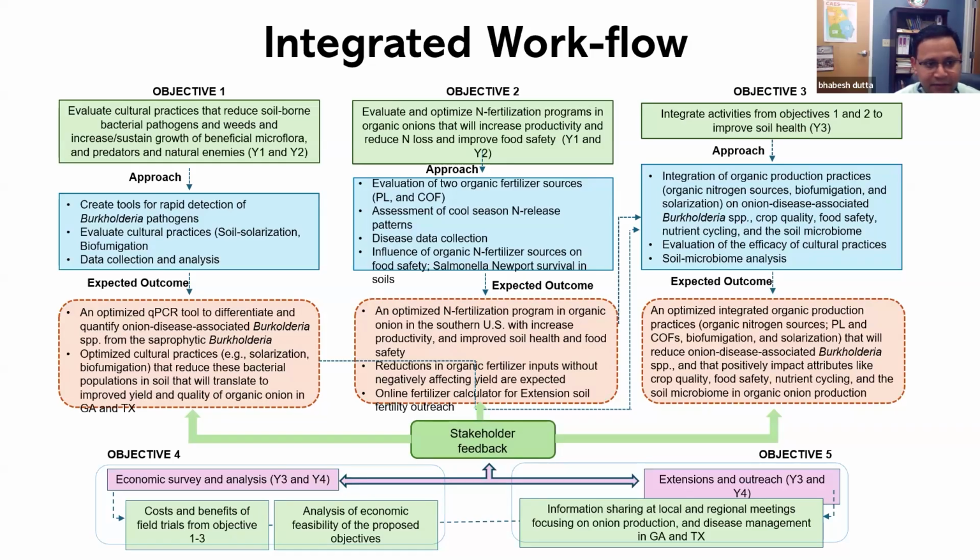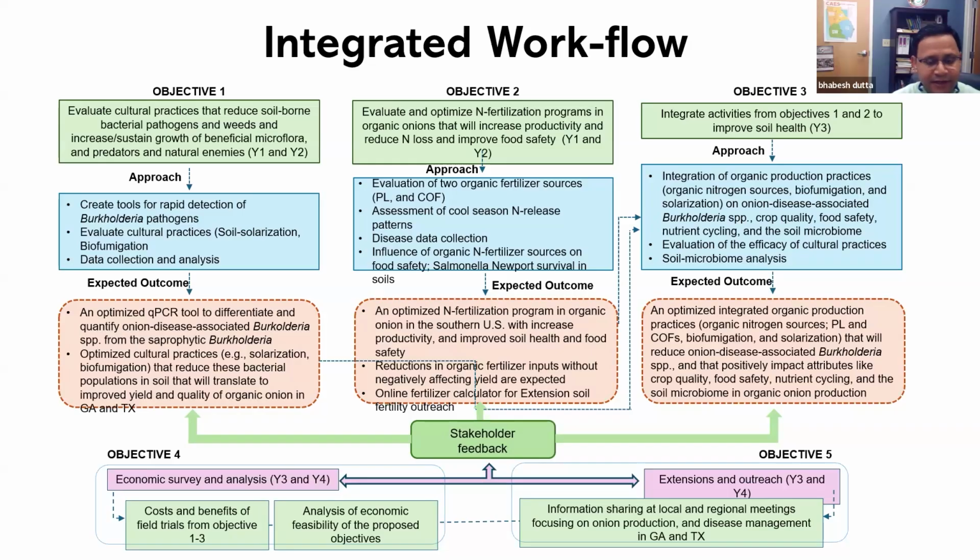So in objective 1, we are evaluating cultural practices like biofumigation and soil sterilization that would reduce the pathogens, weeds, and also sustain the soil beneficial macroflora and predators and natural enemies. The one approach which we are taking in objective one is to fine-tune a detection assay that can differentiate saprophytic Burkholderia from the pathogenic Burkholderia in the soil.